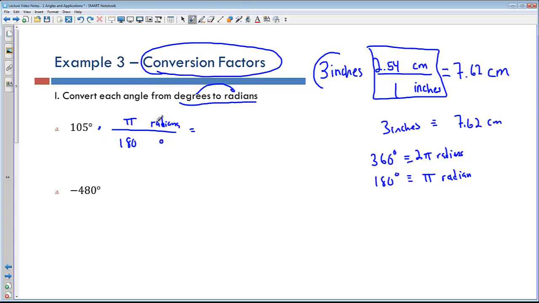And it's easy to see why. You can see the units. Degrees here are going to cancel, and it's going to leave you with radians in the end. Just like here, the inches cancel, and it leaves you with centimeters in the end.